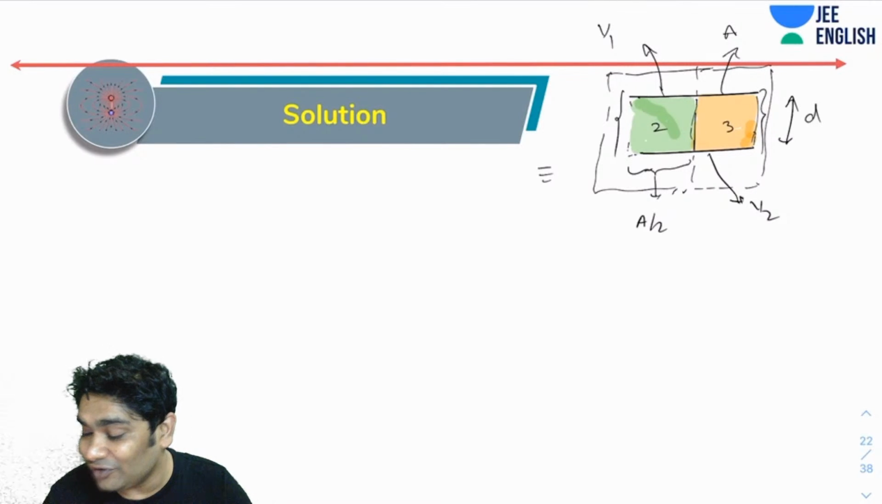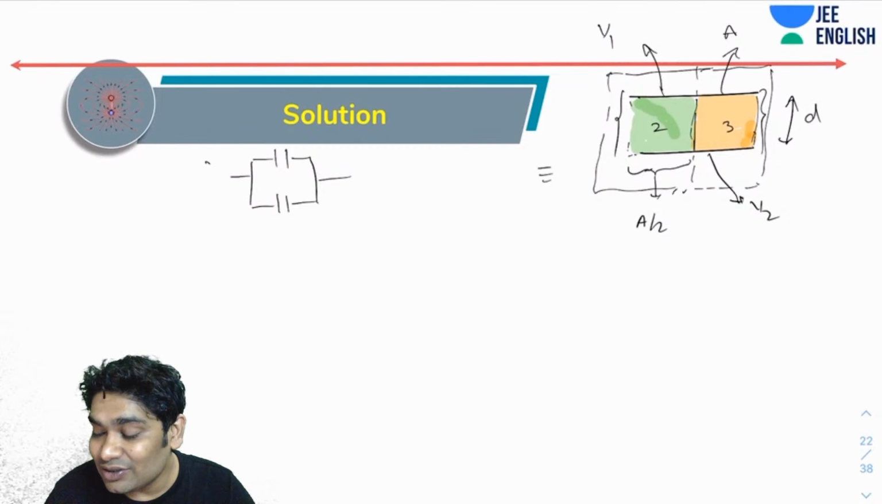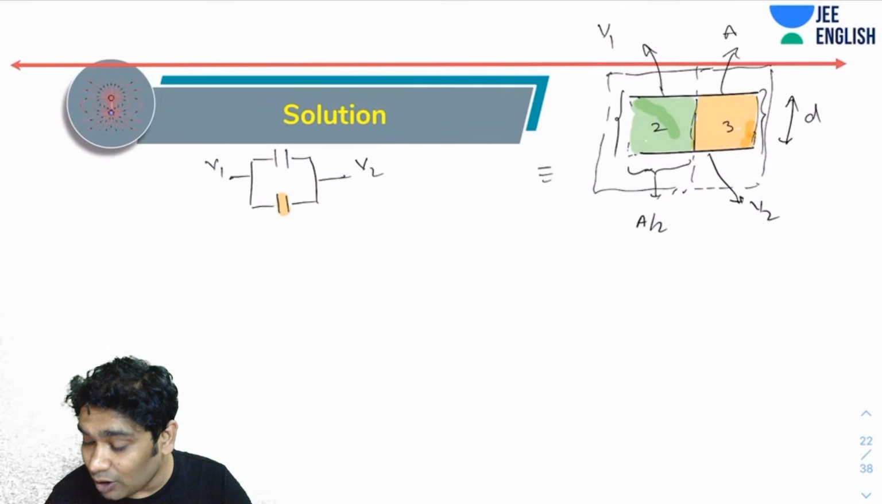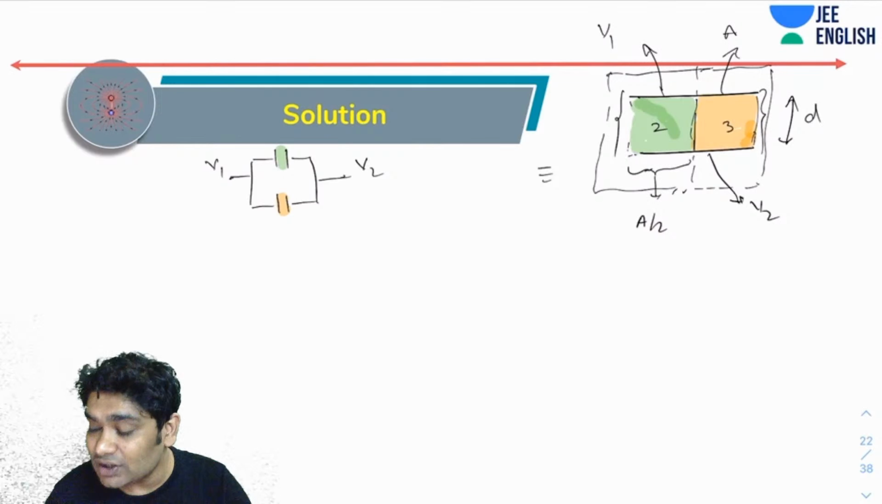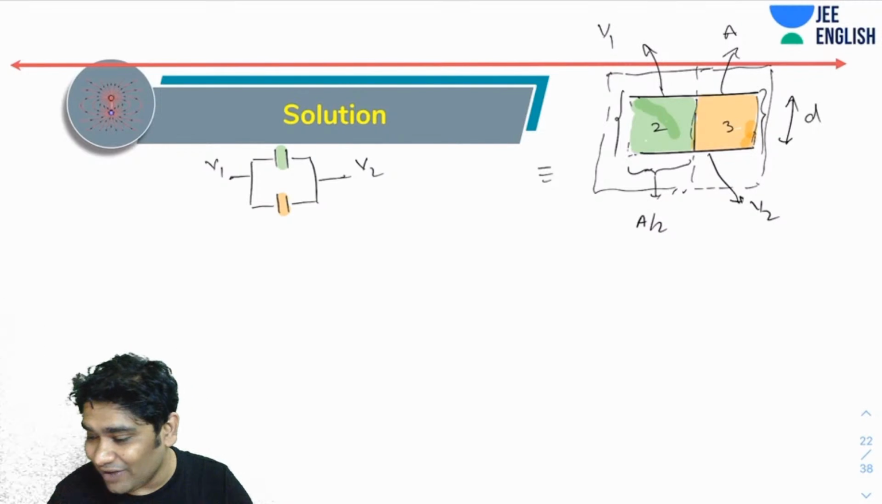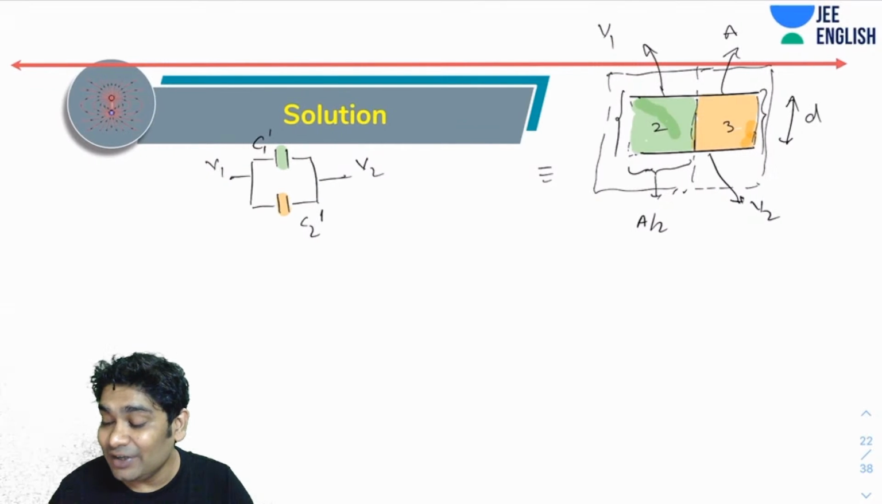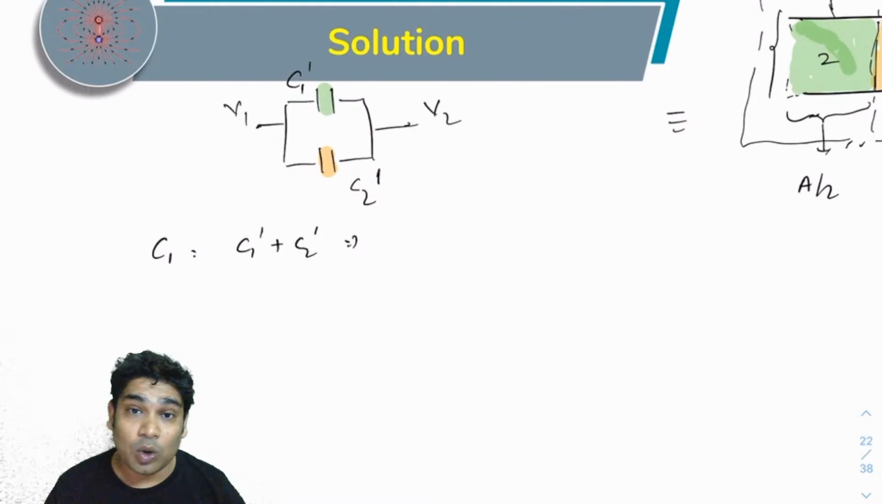So the equivalent of this would be two capacitors which are connected in parallel. Here is V1, here is V2, and this one was filled with the orange dielectric, and this one was filled with the green dielectric. This is what the situation is. Now it should be very, very easy. If this was C1 dash and this was C2 dash, then the net capacitance, in this case C1, would be C1 dash plus C2 dash.